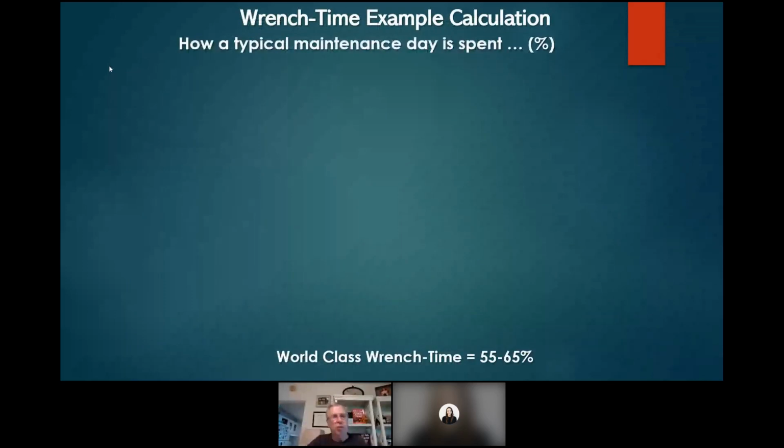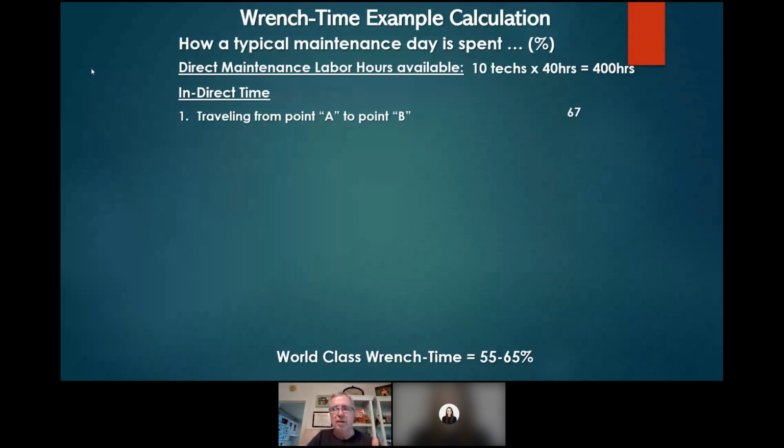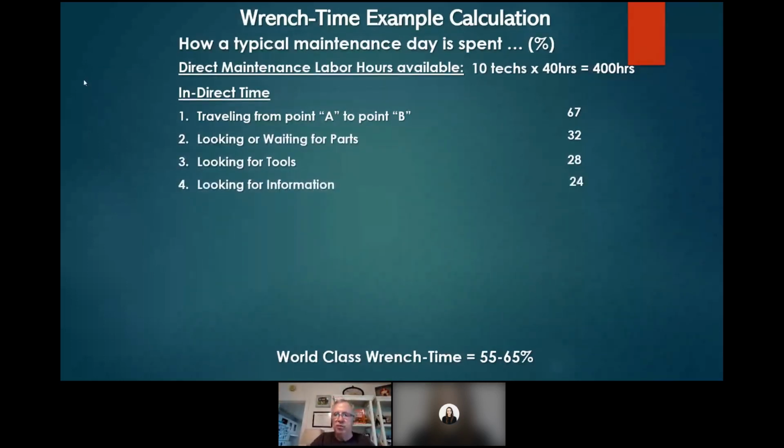So let's go through a wrench time calculation, okay? How is a typical maintenance day spent? You've got 10 maintenance techs times 40 hours. So direct labor hours available: 400 hours. Indirect time, traveling from point A to point B. That's not wrench time, that's not hands-on tool time. That's travel. Nothing wrong with it. Remember, 55 to 65 is world class percent wrench time. Looking for parts, 32, out of those 400 hours. Looking for tools, 28. Looking for information, 24. Waiting on production, 79.